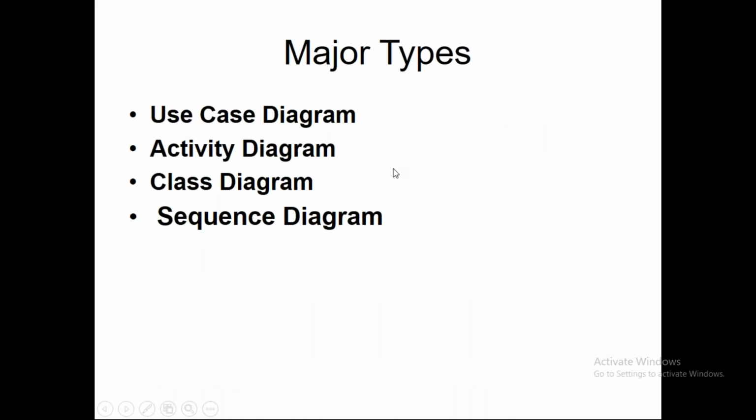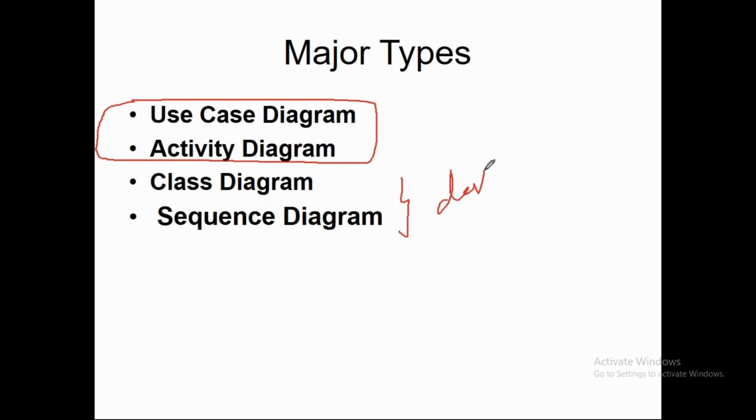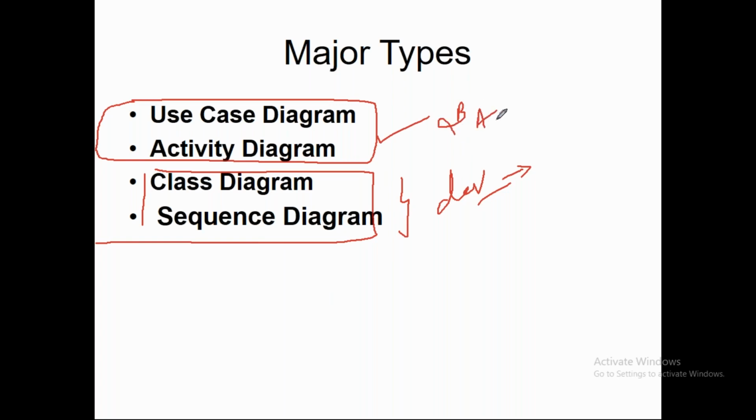So when we talk about UML diagrams, there are 4 major diagrams which we are going to talk about, out of which not all 4 are important for us. But these 2 diagrams are for the BA role: use case diagram and activity diagram. Class and sequence diagram are more for the development team since these are widely used. So we need to know how to interpret the diagram. We don't need to create the class diagram and sequence diagram. We should know how to interpret them. Use case diagram and activity diagram are for the BA role, so we should be able to create the use case and activity diagram as needed.